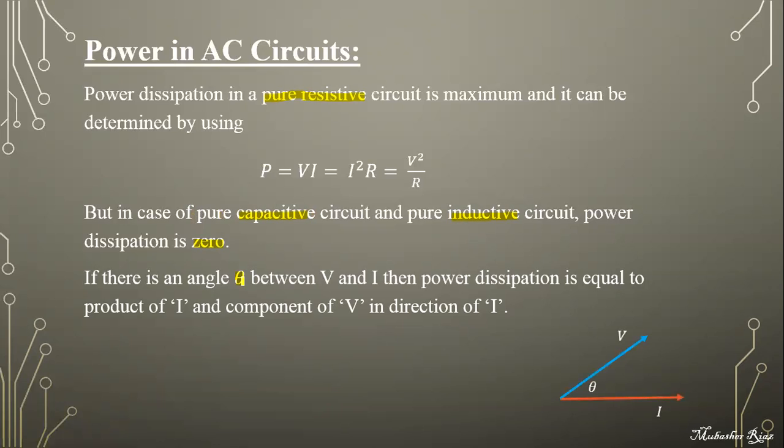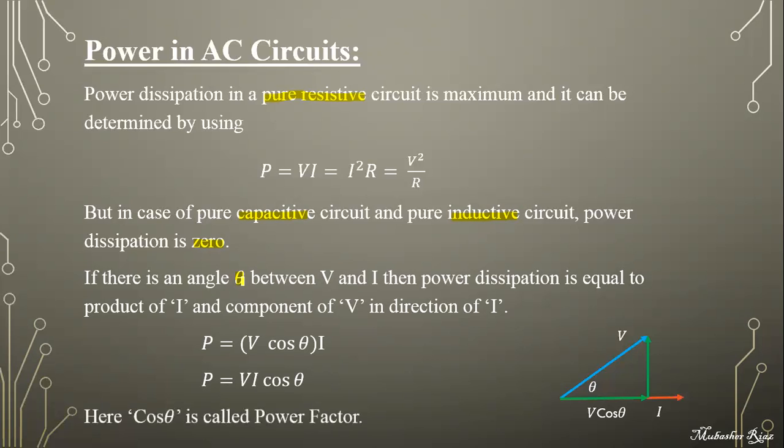So let we have these two quantities V and I, and they are making some angle theta. So in this case, we have to resolve voltage into its rectangular components. So these are rectangular components of V, which can be written as V cos theta and V sin theta. But according to the statement, the power dissipation is equal to product of current and the component of V, which is in the direction of I, and that component is V cos theta. So power dissipation in this case is equal to V cos theta into I, or we can write VI cos theta. Here cos theta is called power factor.